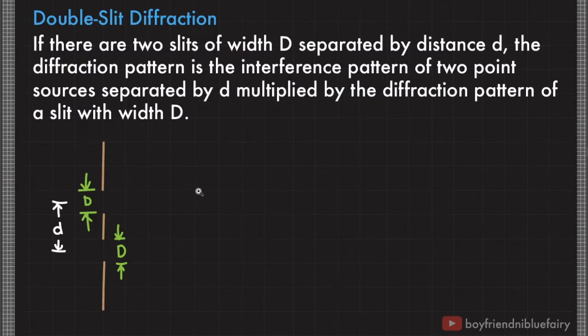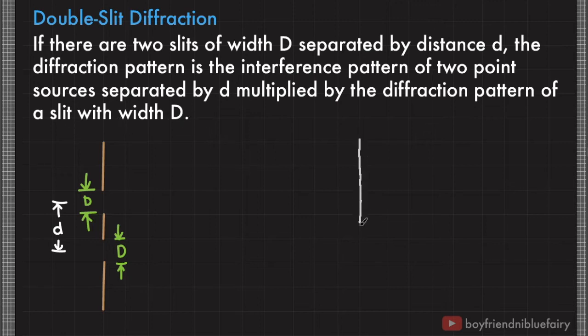What if we have a double slit? What would its diffraction pattern look like? We have this observation that if there are two slits, each of width d, separated by a distance small d, we could measure this d by locating the center of each slit and then measuring the distance between them as small d. The diffraction pattern is the interference pattern of two point sources separated by d, multiplied by the diffraction pattern of a single slit with width d.